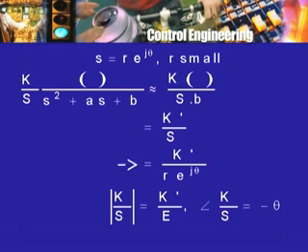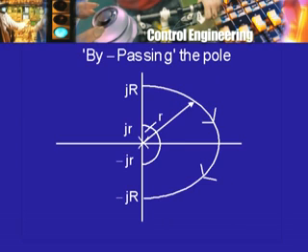Now, I substitute for s: k dash divided by r e raised to j theta. Now, if I look at the modulus of this, the modulus of this is given by k dash divided by r. So, when r is small, the modulus is going to be large. And what is the argument of this? The angle of this is just minus theta, because of this e raised to j theta in the denominator. So, the angle is going to be minus theta, where theta is the angle of the corresponding point here.